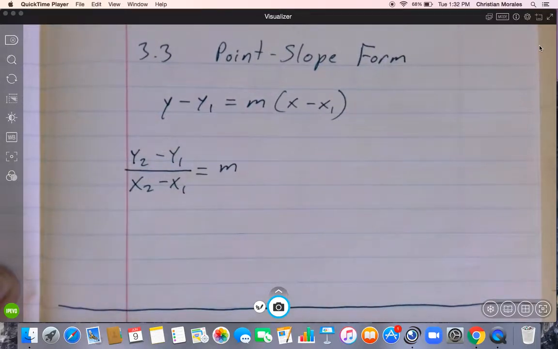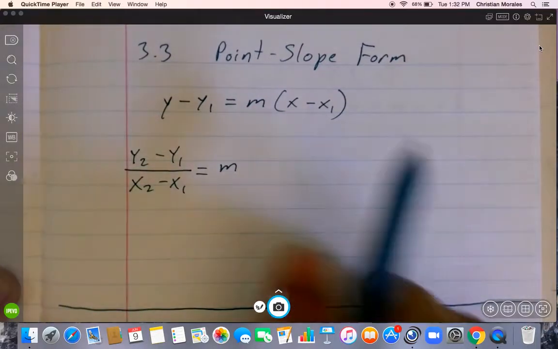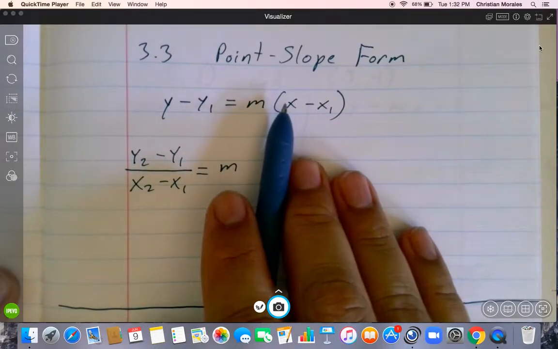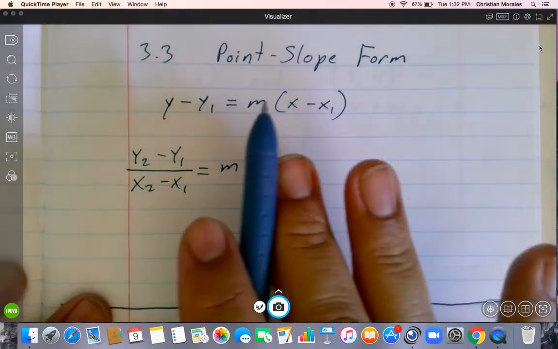Okay guys, part 3, point slope form. So this is point slope form, y minus y1 equals m(x minus x1). So let me tell you where this comes from.